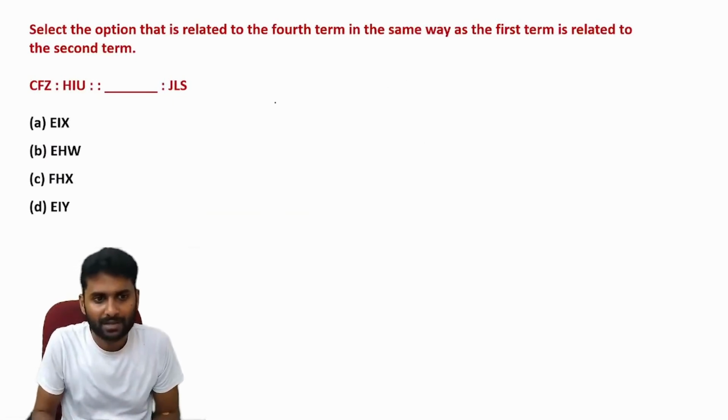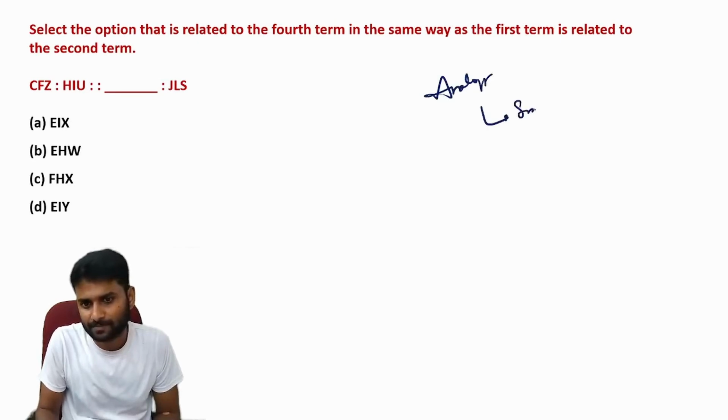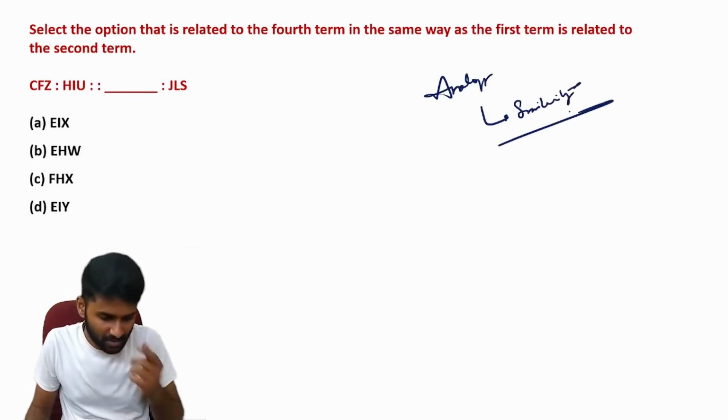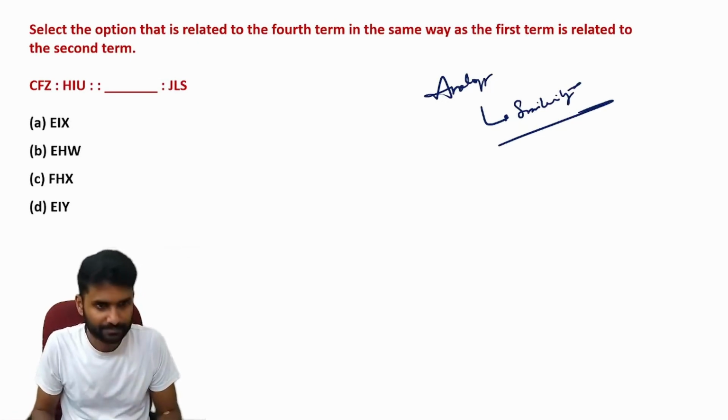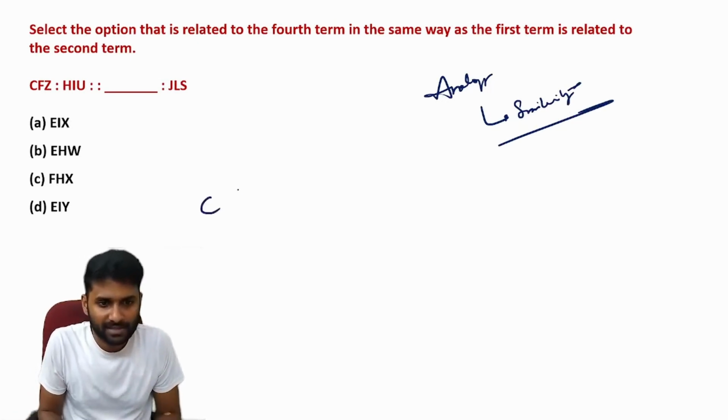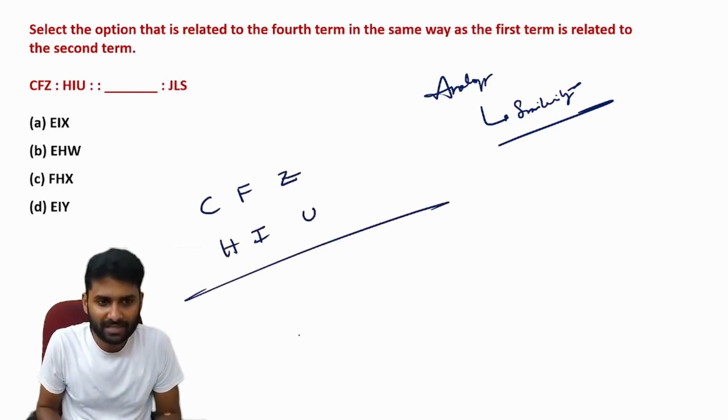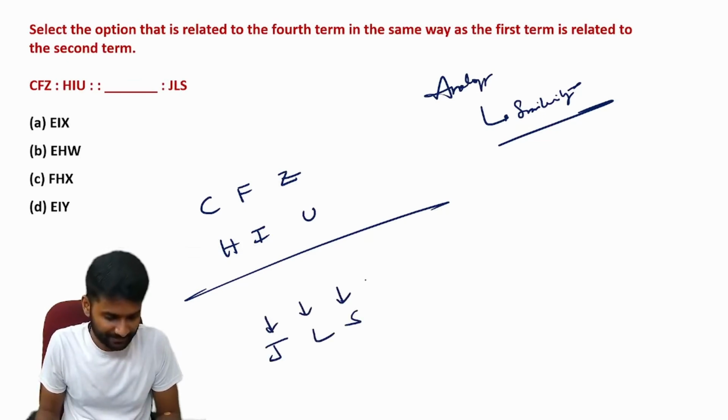Analogy. See, analogy is all about similarity. C F, Z H I U. Identify the similarity and apply the same similarity for this one. How will you get JLS?